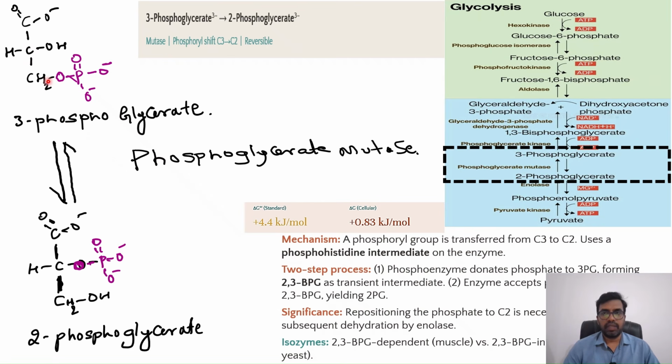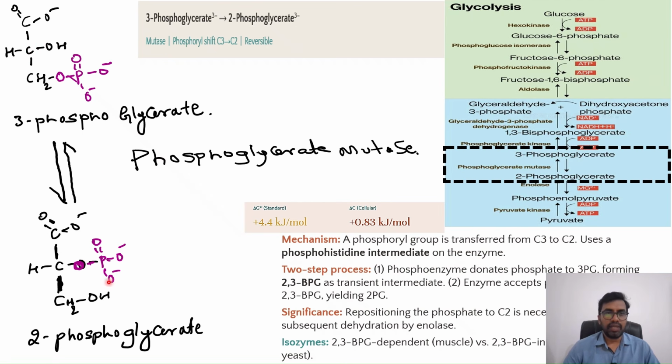Now we understood how 3-phosphoglycerate is formed in the glycolytic pathway. In the next step, 3-phosphoglycerate will get converted into 2-phosphoglycerate. If you see the structures of 3-phosphoglycerate and 2-phosphoglycerate, both of them are the same.